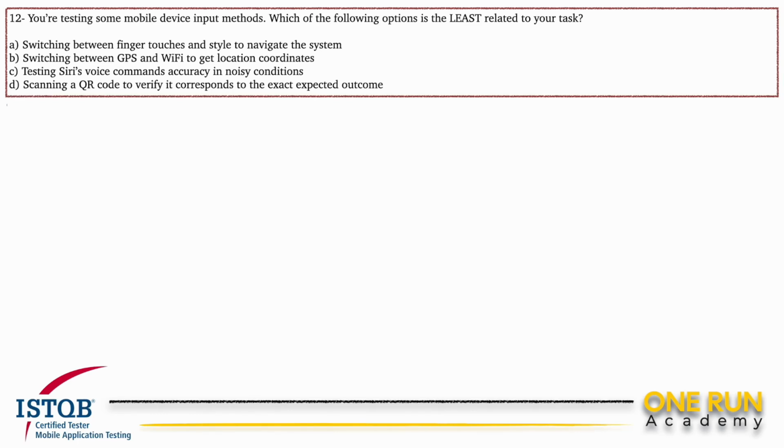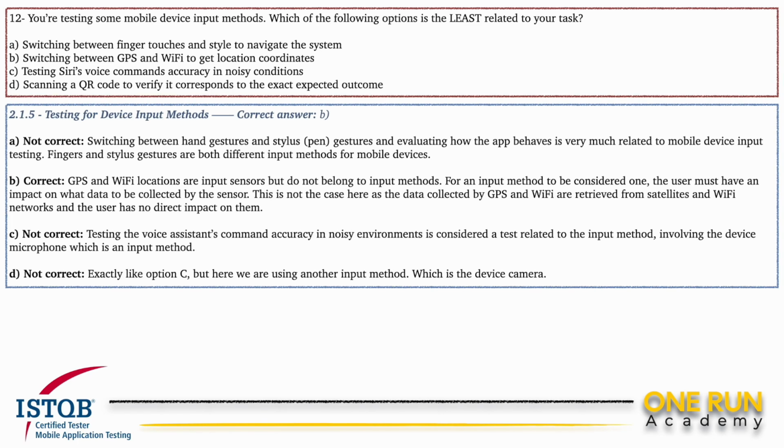Okay? A straightforward question here, and let's analyze each option to determine which one is not so much related to testing mobile device input methods. Starting with option A, switching between finger touches and a stylus to navigate the system. I believe this one is directly related to input methods, as it involves evaluating how the app responds to different types of touch inputs. Finger touches and stylus inputs are both common methods for the user to interact with a mobile device. So option A is definitely related to mobile input testing.